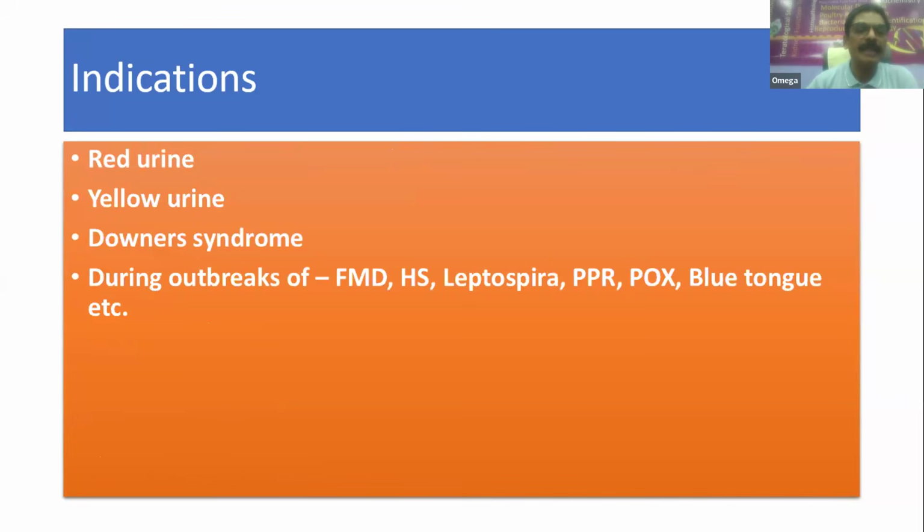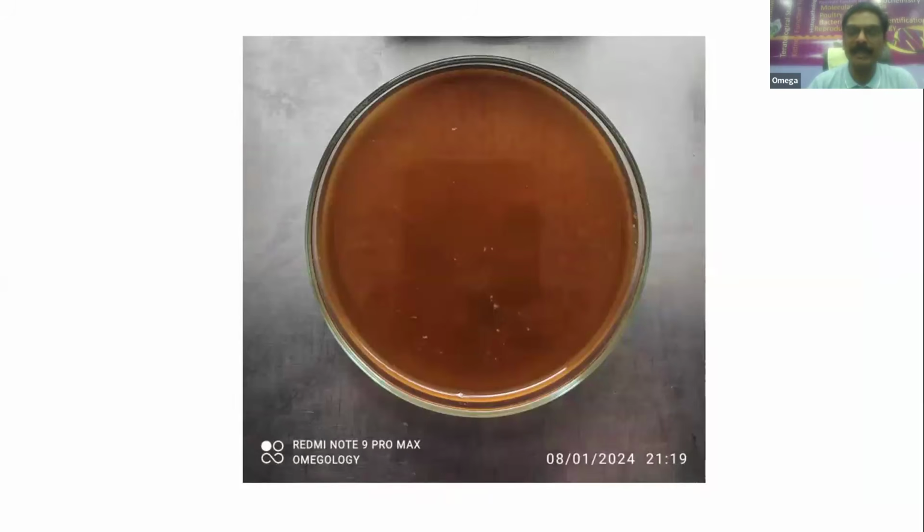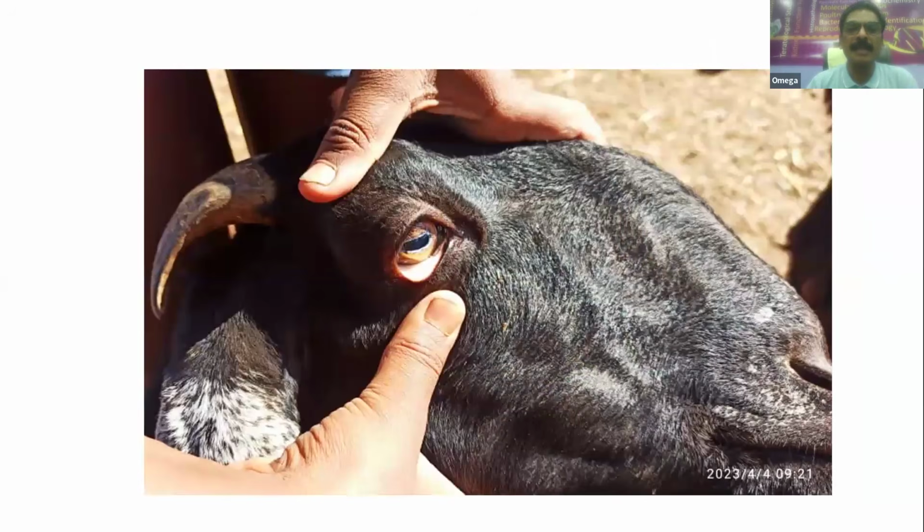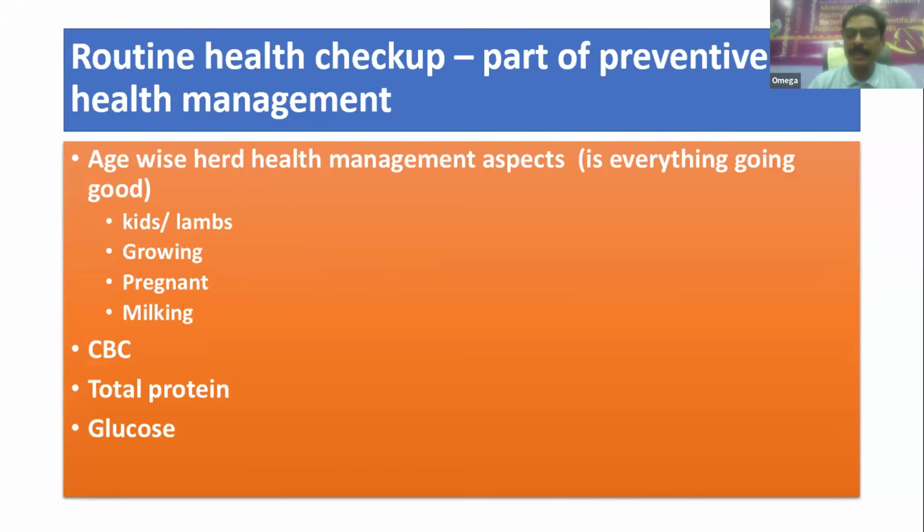Again, whenever there is red urine, yellow urine, or Downer's syndrome in sheep and goats, and generally during outbreaks like FMD, HS, Leptospira, PPR, pox, blue tongue, we have to take the blood samples at the height of temperature to isolate some viruses or bacteria. So these are the indications for blood sample examination. Like this, red urine is there, anemia is there. These are the indications in which we have to collect blood samples.